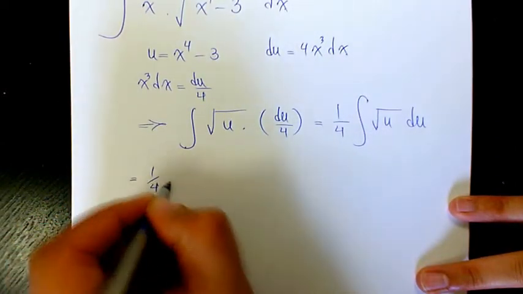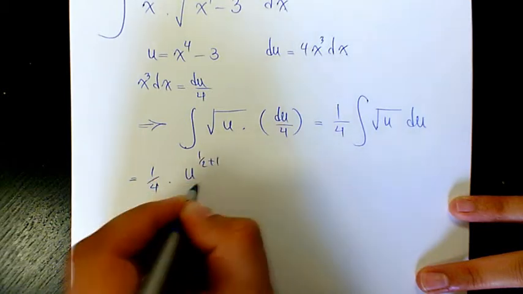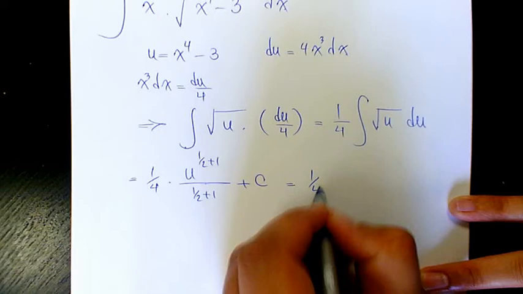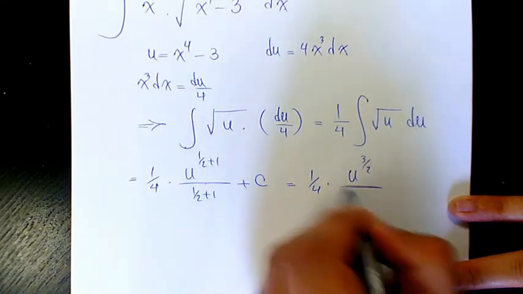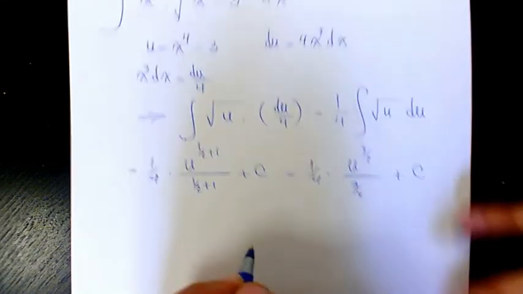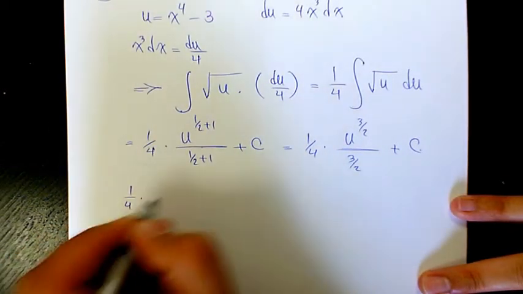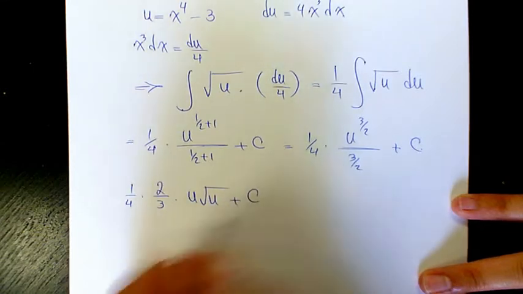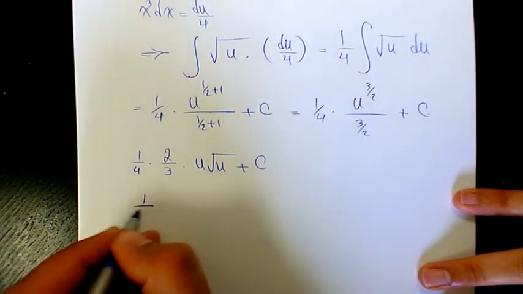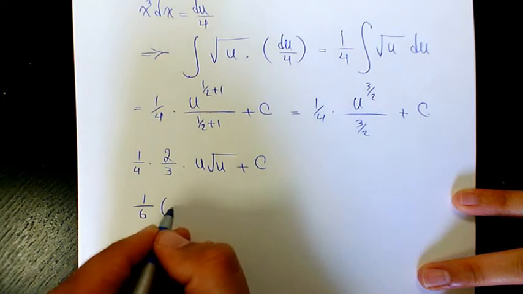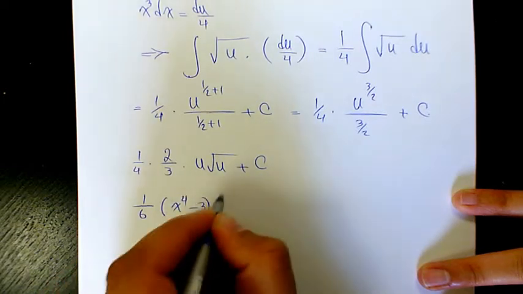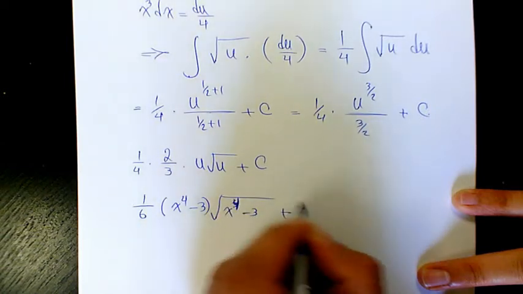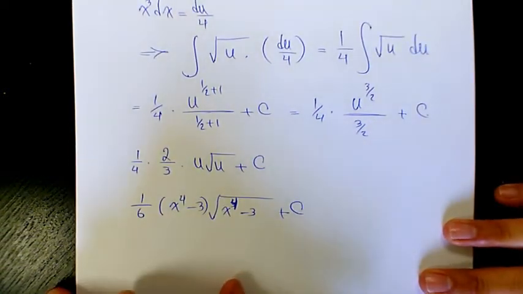So we have 1 over 4 root u du. It's going to be 1 over 4 u to the power of 1 over 2 plus 1, over 1 over 2 plus 1, plus c. So that's going to be 1 over 4 u to the power of 3 over 2, over 3 over 2, plus c. So we have 1 over 4 times 2 over 3 u root u plus c. So we have 1 over 6 u, where u is x to the power of 4 minus 3, root x to the power of 4 minus 3 plus c. And that's the final answer.